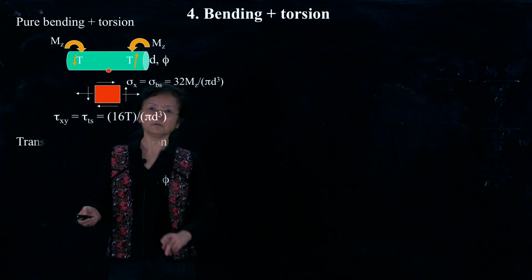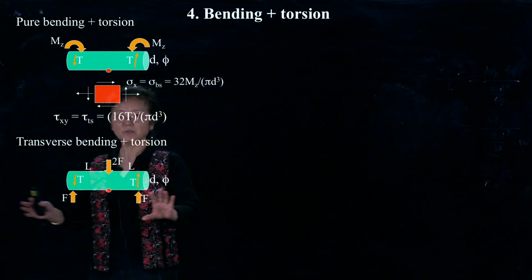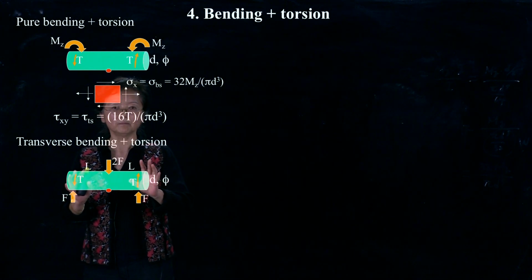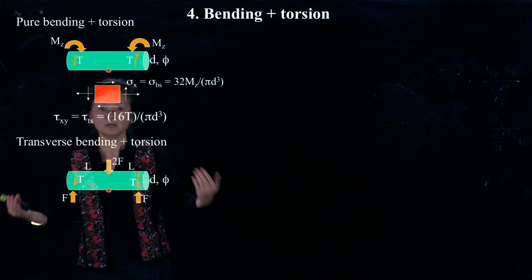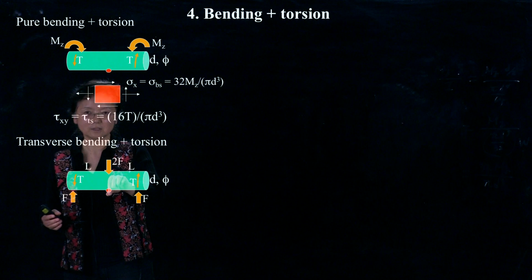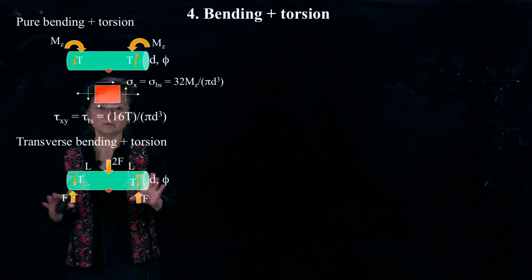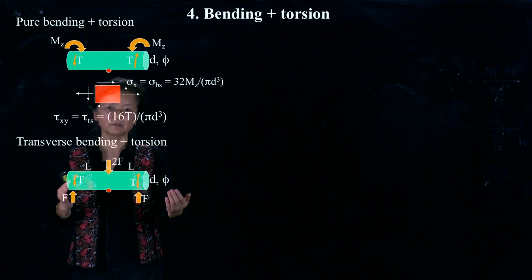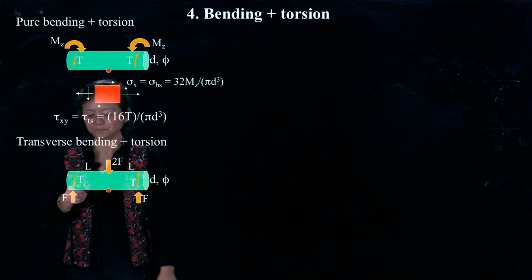Now we move to the transverse bending plus torsion case. Same shaft, but the load applications are changed. The torques are still the same, but the bending case we changed into this transverse loading case, with a force and reactions. I have one force at the middle and two reactions at the two sides. The middle force is 2F, and the reaction force is F at each side, because I particularly made this symmetric.